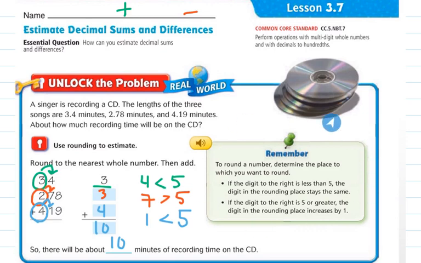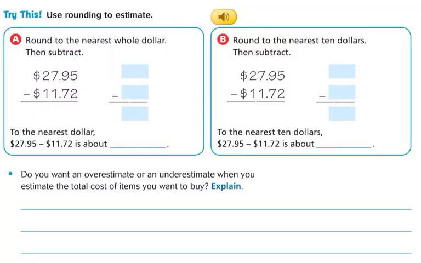I just want us to remind ourselves of some things as we continue through this lesson. I reiterated some of the strategies we used before, and it isn't a bad idea to regroup and really focus on tightening these skills up before the end of the chapter. It says to round a number, determine the place you want to round to. In this problem, they said to the nearest whole number, so we know that meant the ones place. If the digit to the right is less than 5, the digit in the rounding place stays the same. But if the digit to the right is 5 or greater, the digit in the rounding place increases by 1. Now we are going to try this and use rounding to estimate.